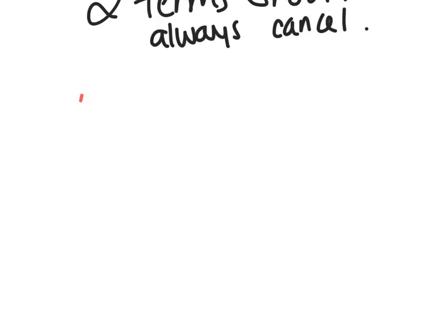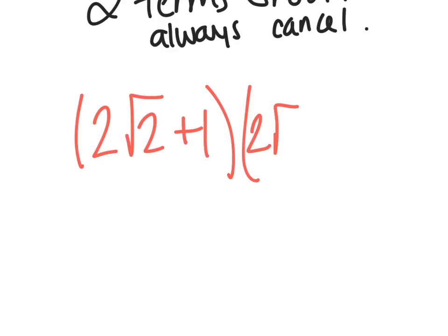So let me be sneaky. What if I said 2 radical 2 plus 1 times 2 radical 2 plus 1? Should the middle terms cancel? Are they conjugates? Well, they look the same, but notice the sign in the middle is the exact same. So they're not one positive, one negative. They are not conjugates. So in this case, the middle term should not cancel. You should have all 4 terms. We can prove that real quick.